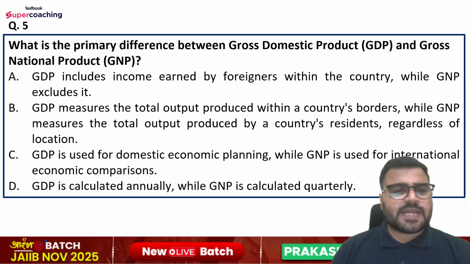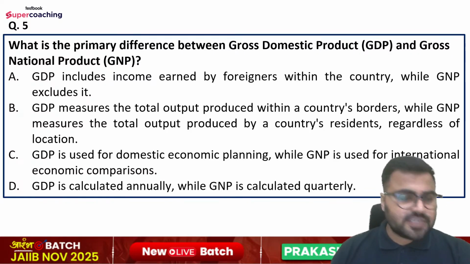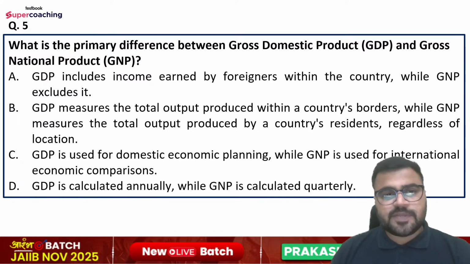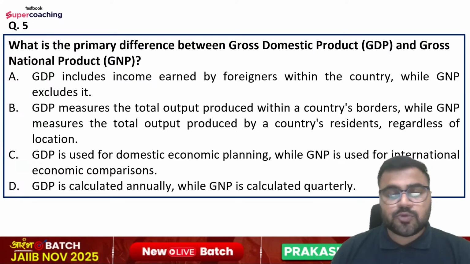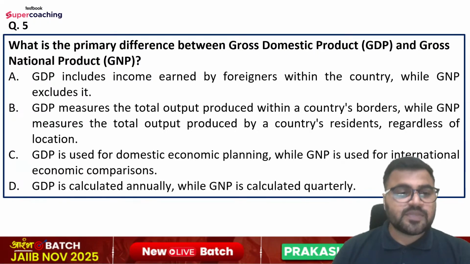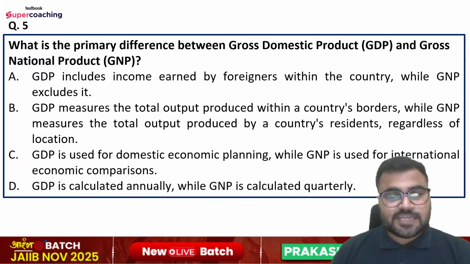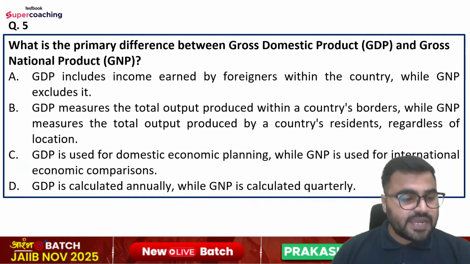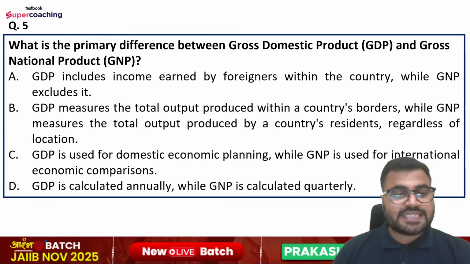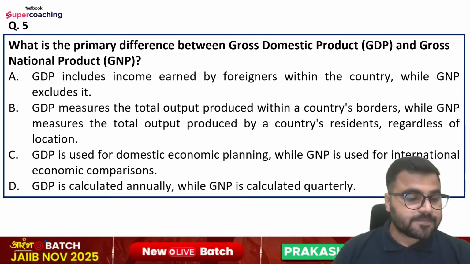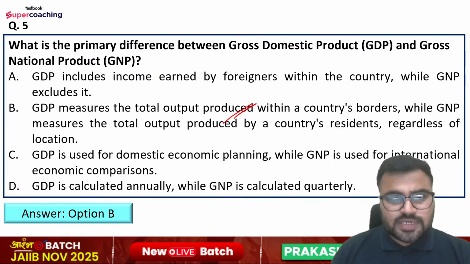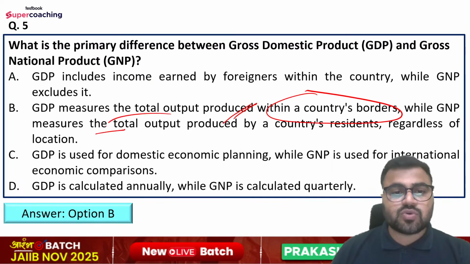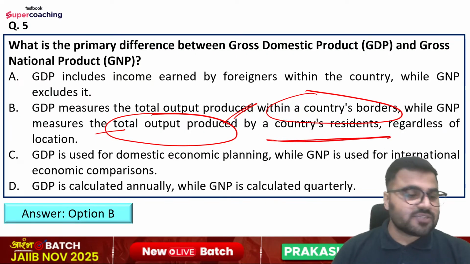Question number fifth is, what is the primary difference between gross domestic product and gross national product, GDP and GNP? So options are: GDP includes income earned by foreigners within the country while GNP excludes it. GDP measures the total output produced within a country's border, while GNP measures the total output produced by a country's residents regardless of location. GDP is used for domestic economic planning, while GNP is used for international economic comparisons. And the last option is GDP is calculated annually, while GNP is calculated quarterly. Right answer is option number B, that is GDP measures the total output produced within a country's border, while GNP measures the total output produced by a country's residents regardless of location.